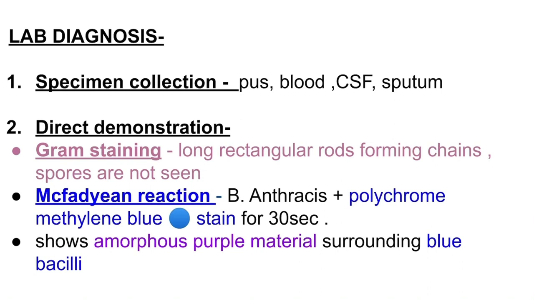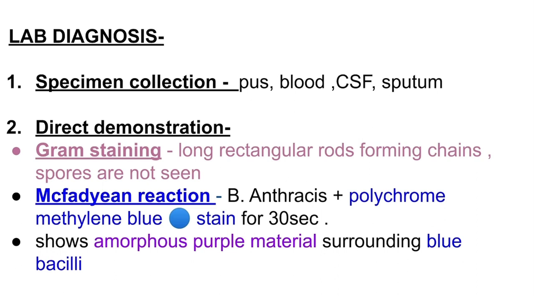Lab diagnosis. One way of doing this is by specimen collection. Pus is collected in case of malignant pustule. CSF is collected in case of hemorrhagic meningitis. Sputum in case of pulmonary anthrax. Direct demonstration is another way under which gram staining can be done. So long rectangular rods forming chains are seen under the microscope.